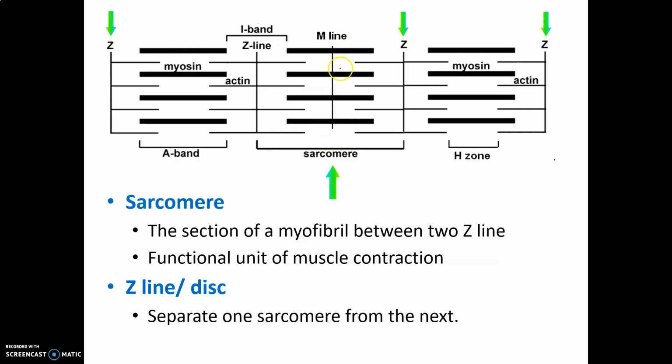So if we look into more detail, kalau kita lukis, inilah rupa dia. Okay, akan ada this I band. I band itulah yang cerah tadi disebabkan dia consist of only actin filament. Okay, dan akan ada Z line. Z line, this is the one yang akan separate one sarcomere from the next, because dia akan hold the myosin kiri dan kanan. Okay, sarcomere adalah the section of a myofibril between two Z line. Apa itu sarcomere? Section of myofibril between two Z line, ini adalah definition dia, and dia adalah functional unit ataupun basic contractile unit for muscle contraction.